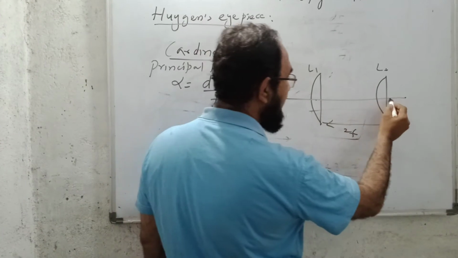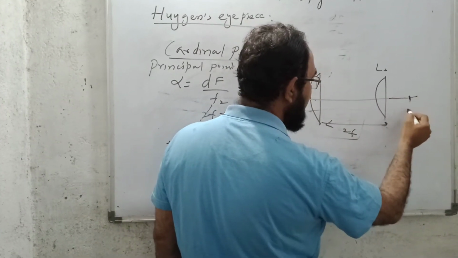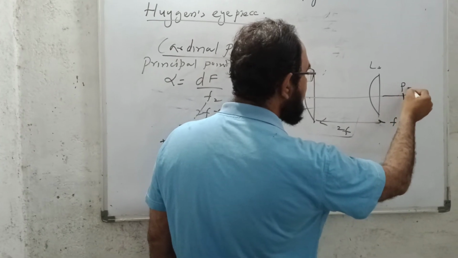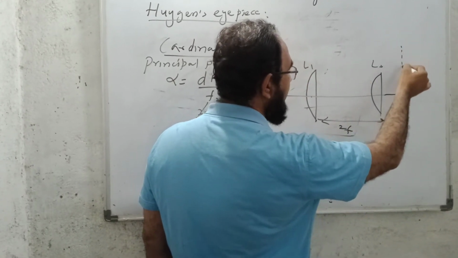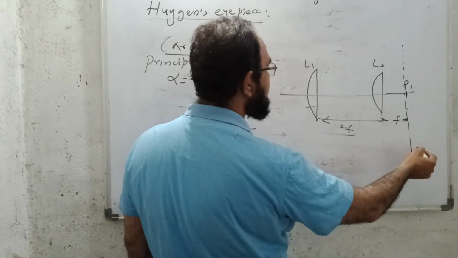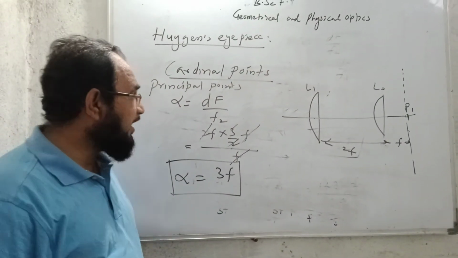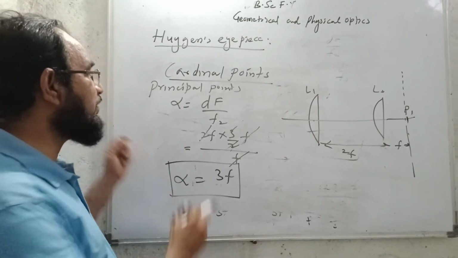So it is 2f and I will extend the distance f. So this distance is f. So this will be the first principal point. And a plane which is passing through the first principal point is known as the principal plane. Now I will find the second principal point.